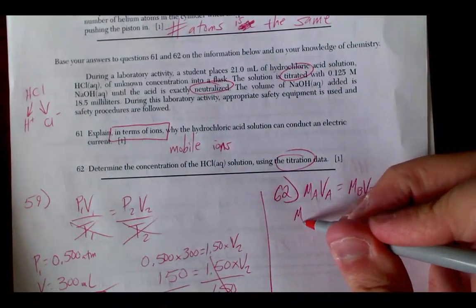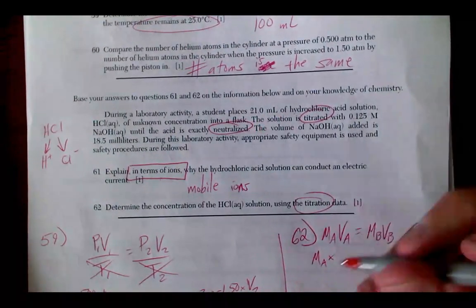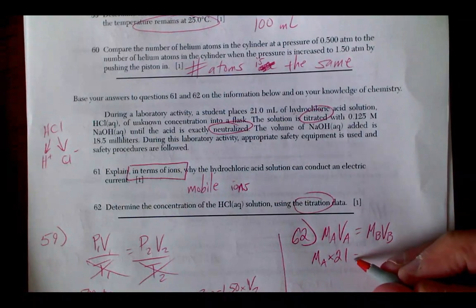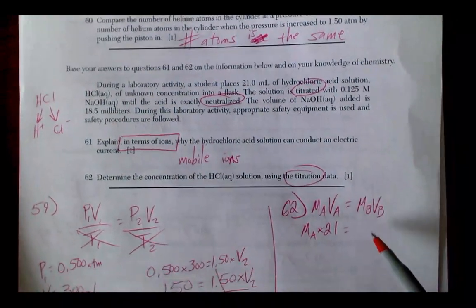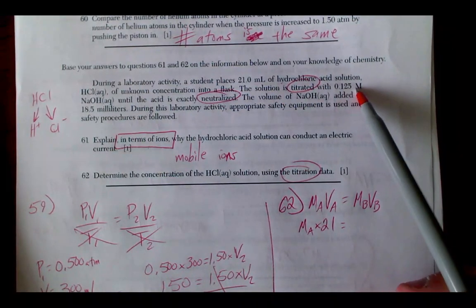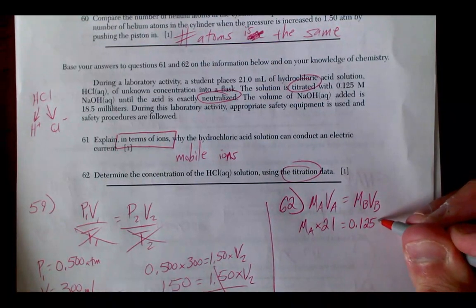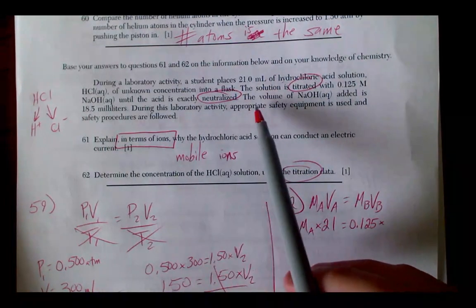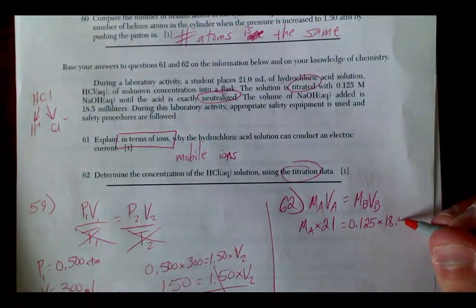So I don't know what the molarity of the acid is. I'm going to leave that as Ma. But the volume of acid, it told me I used 21 milliliters. So I'm going to write that as the VA. Equals molarity of base. If I'm looking for Ma, I have to have everything else. So the molarity of base, it says 0.125 molar NaOH. So that's 0.125 is the MB times the volume of base, 18.5 milliliters. That's how much of the base I actually used.